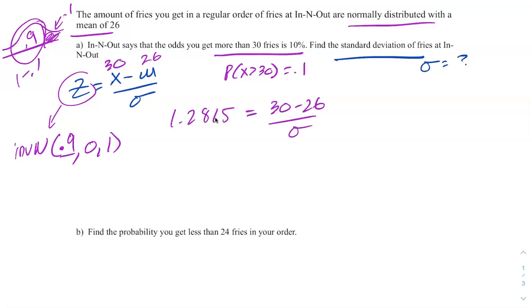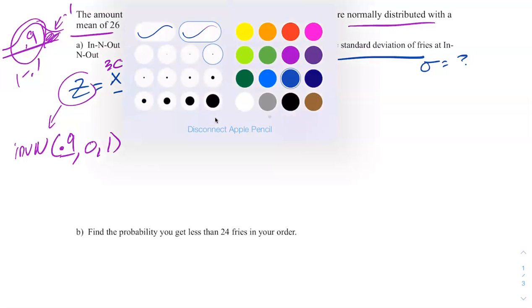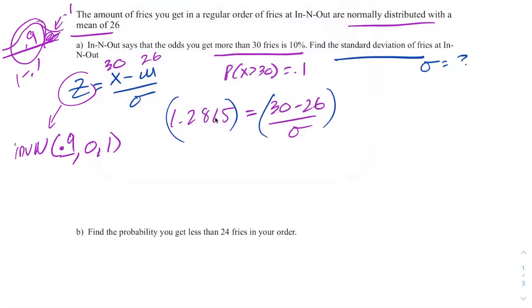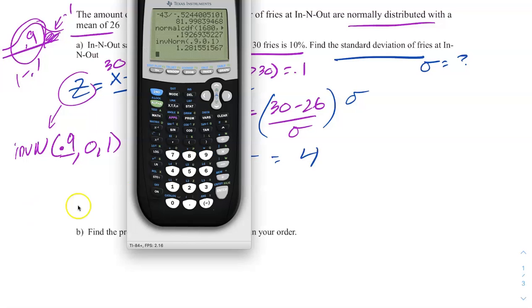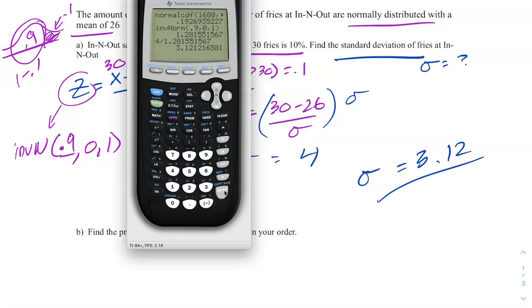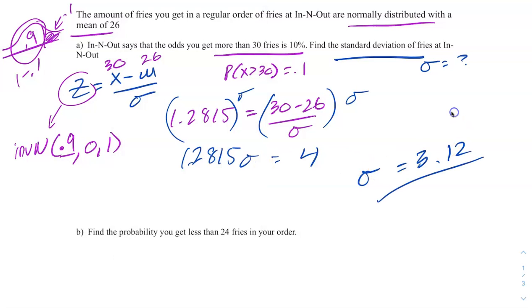So I get this. Multiply both sides by sigma. So I get 1.2815 sigma equals 4. Then we just divide by 1.2815. Or my calculator divided by my answer. So 4 divided by that. I get sigma equals 3.12. Again, now that I have my final answer, I could round it. So I get this. So there's my standard deviation.